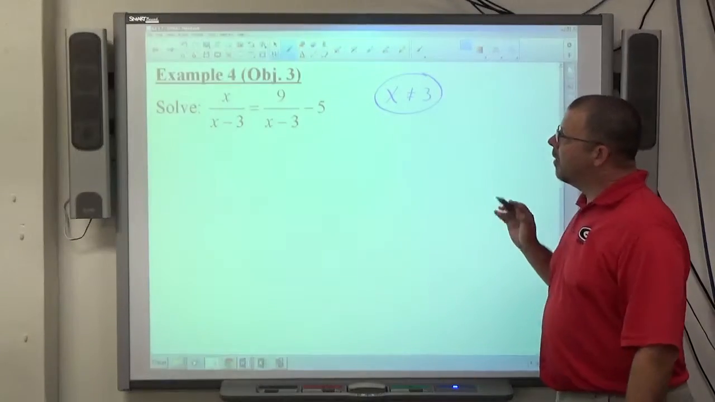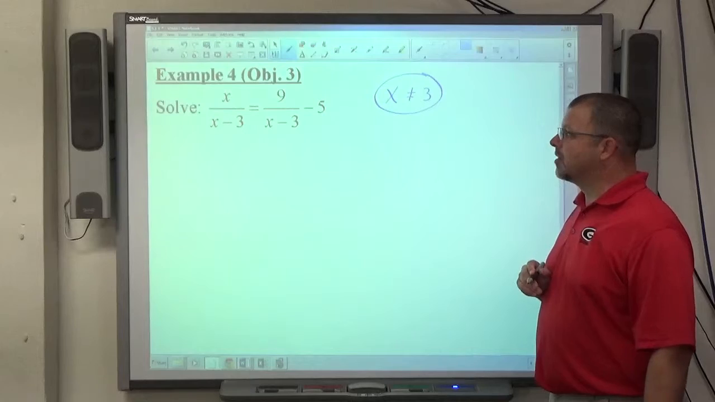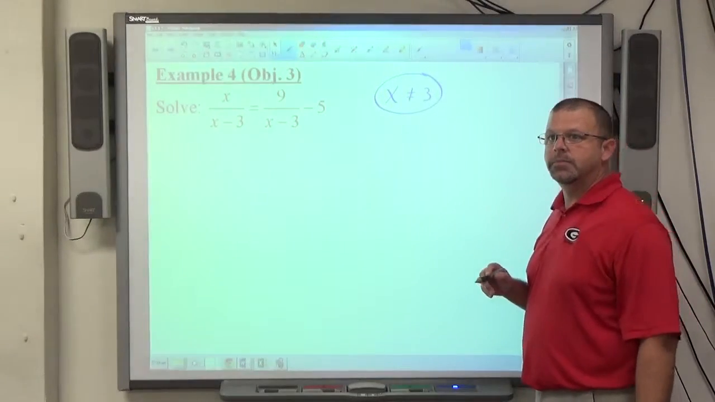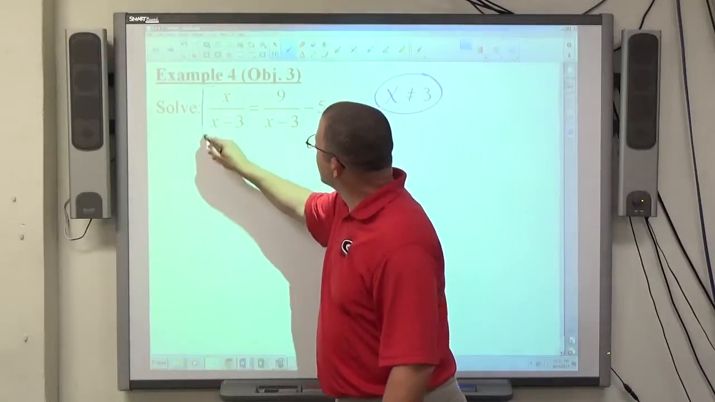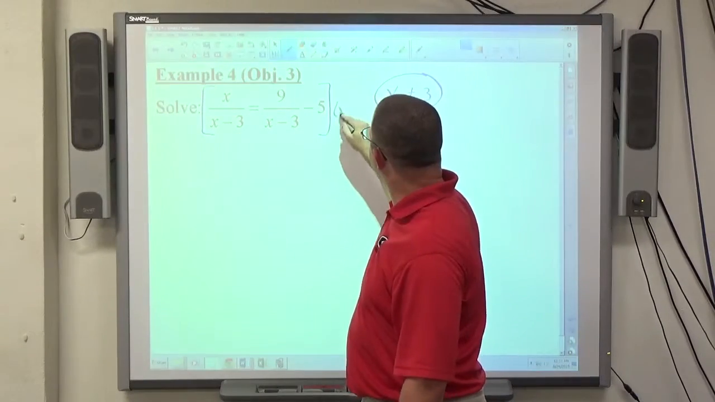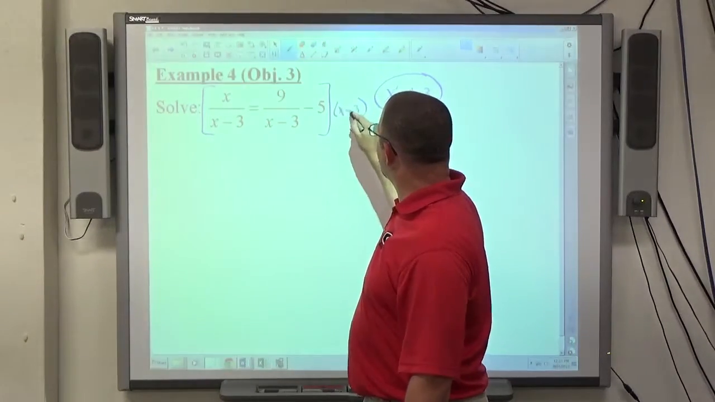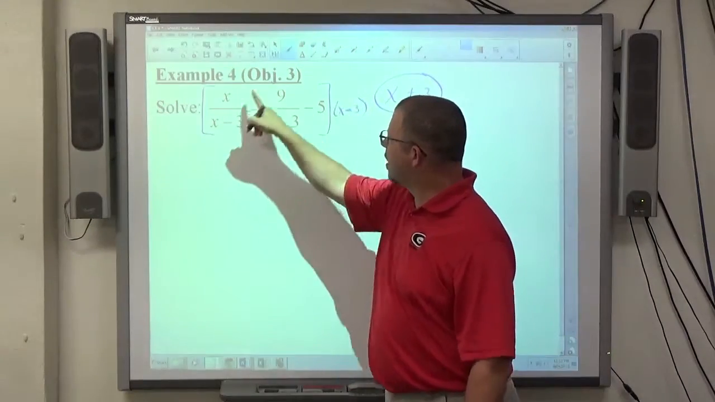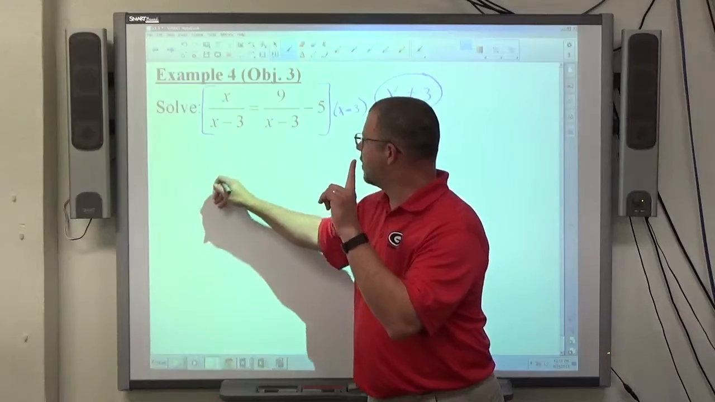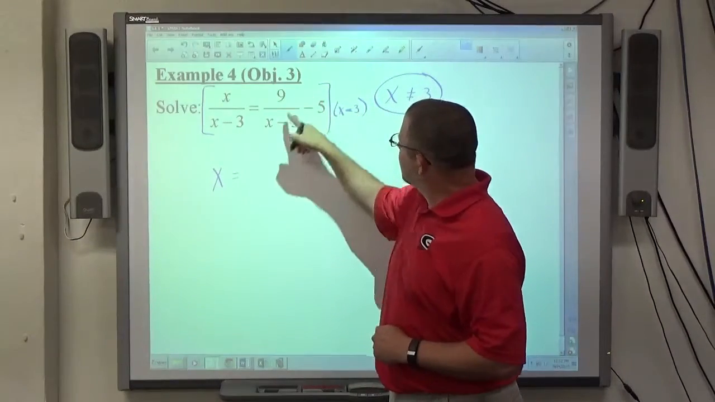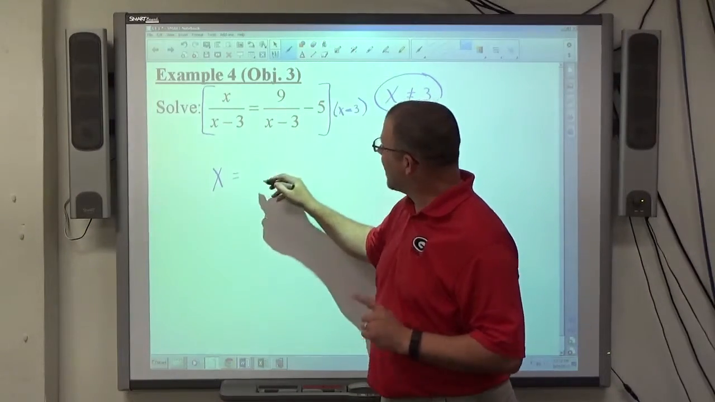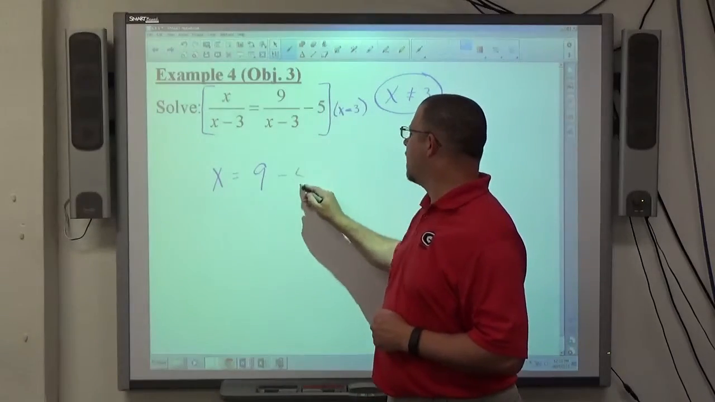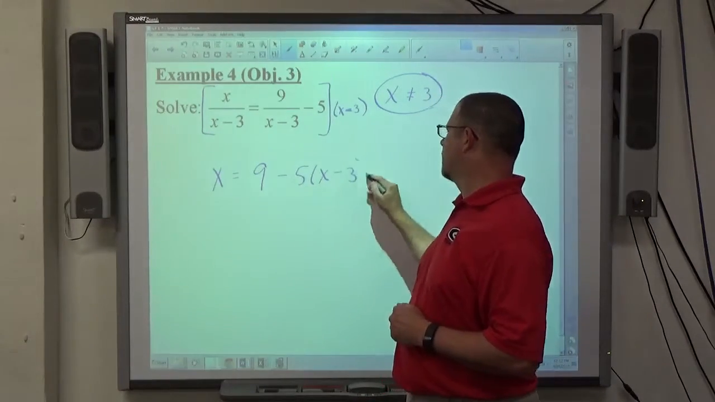So all I've got to do at this point is determine the least common denominator of all the fractions in the problem, which is basically just x minus 3, right? I'm going to multiply the entire equation times x minus 3. Dividing first, multiplying the result times the numerator. So x minus 3 divided by x minus 3 is 1 times x makes x. x minus 3 divided by x minus 3 makes 1 times 9 is 9. And this is not a fraction, so I'm going to get minus 5 times x minus 3.